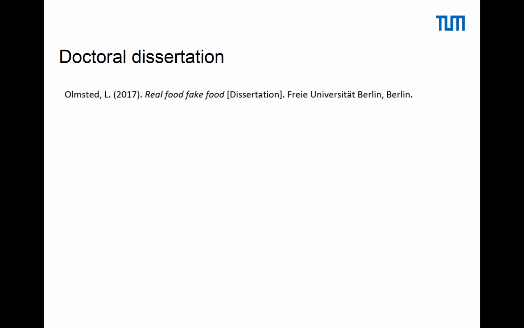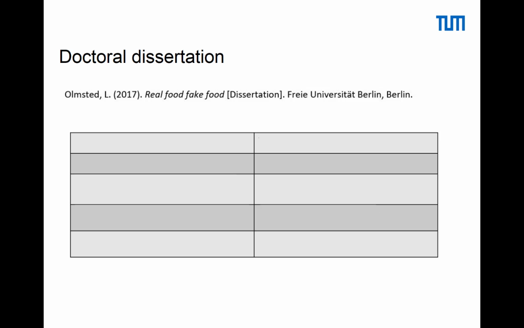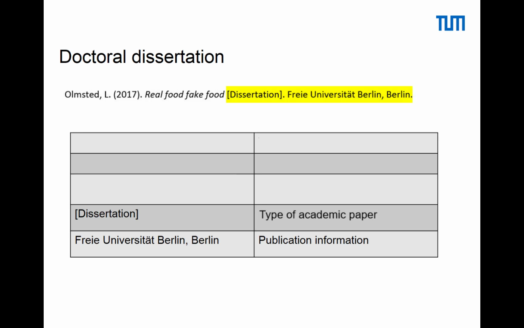Let's look at doctoral dissertations. A doctoral dissertation is usually very easy to recognize, since the reference in the bibliography mentions the university and the type of work, for example, dissertation. Apart from that, the information is identical to that of a book. An exception is when the book was not published by a publishing house, but by a university. In this case, instead of publisher and place of publication, the university and university location is given.